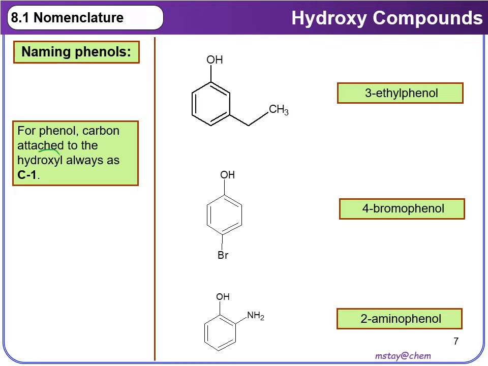If the hydroxyl group is attached directly to the benzene ring, this one is known as phenol, and the carbon will be labeled as carbon 1. If this is carbon 1, going clockwise, the substituent will have the smaller number, so 3-ethylphenol. If it is on the opposite side, it is 1,4, so 4-bromophenol. And if next to each other, 1,2, 2-aminophenol.